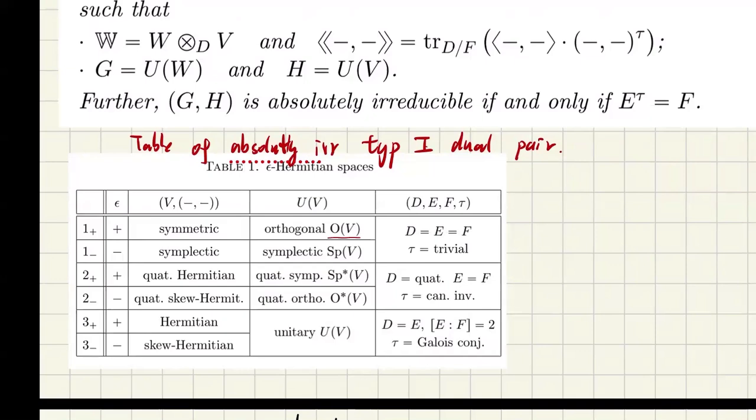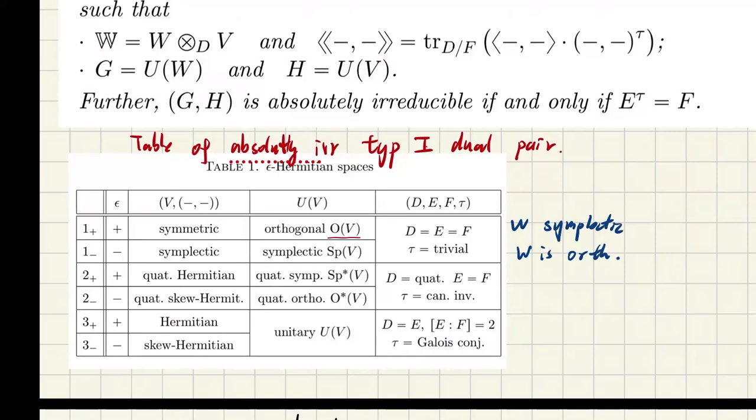So W, in this case, is a symplectic space. Okay, so this one is that epsilon is -1, then V is symplectic and W is orthogonal.